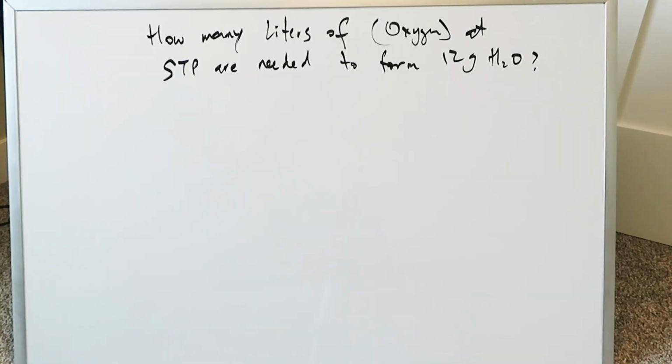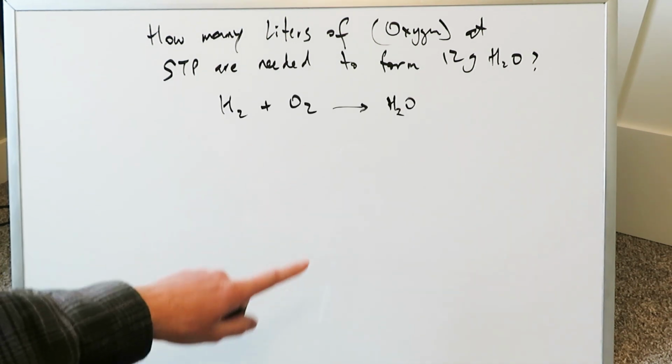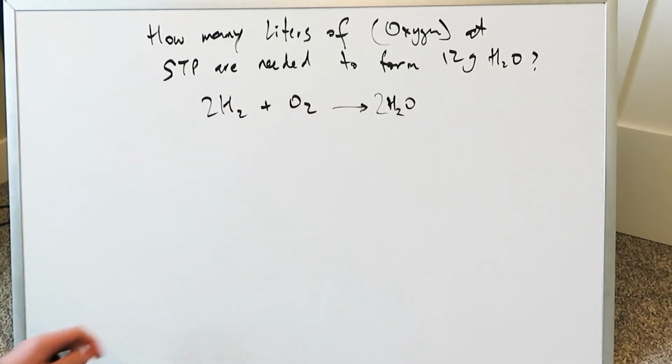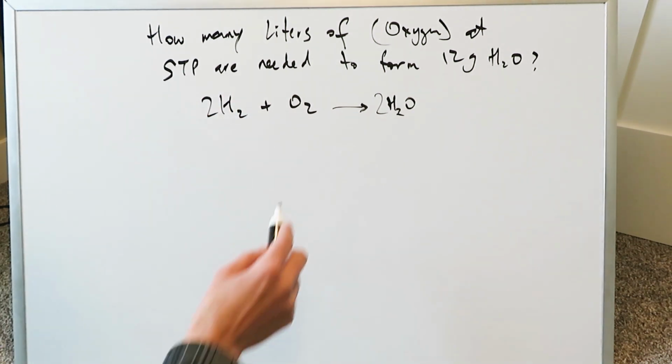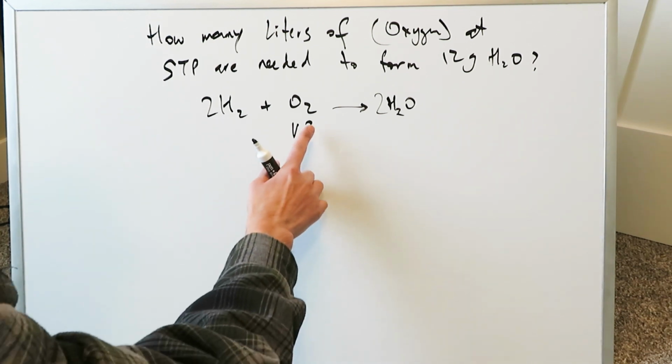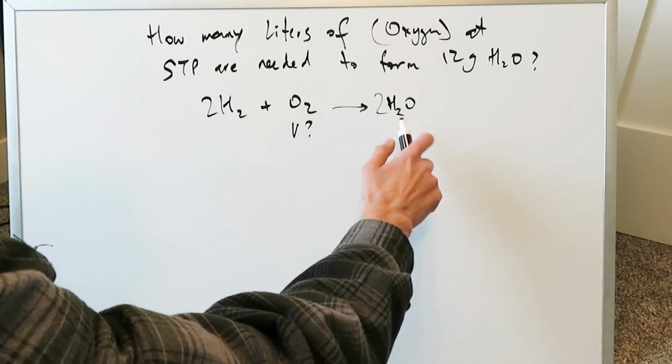Let's close out this video with this question. How many liters of oxygen gas are needed at STP, standard temperature and pressure, to form 12 grams of water? This is the equation: H2 plus O2 gives you H2O. You have to balance it. When you balance it, this is what you get. The question is how many liters. We have to determine the volume of oxygen at STP needed to form 12 grams of water. You're looking for this, but you have this 12 grams.